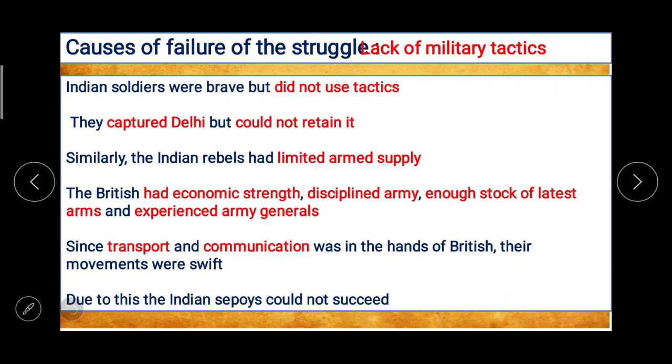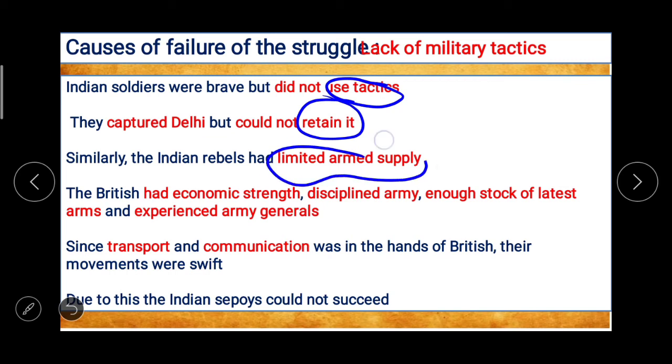Then the next thing, causes of failure of the struggle, and in that the lack of military tactics, which one is very important. Indian soldiers were brave but did not use tactics. They captured Delhi but could not retain it. दिल्ली जीत तो ली लेकिन उसे संभाल नहीं पाए. Similarly, the Indian rebels had limited armed supply because they were new in that field, we can say.